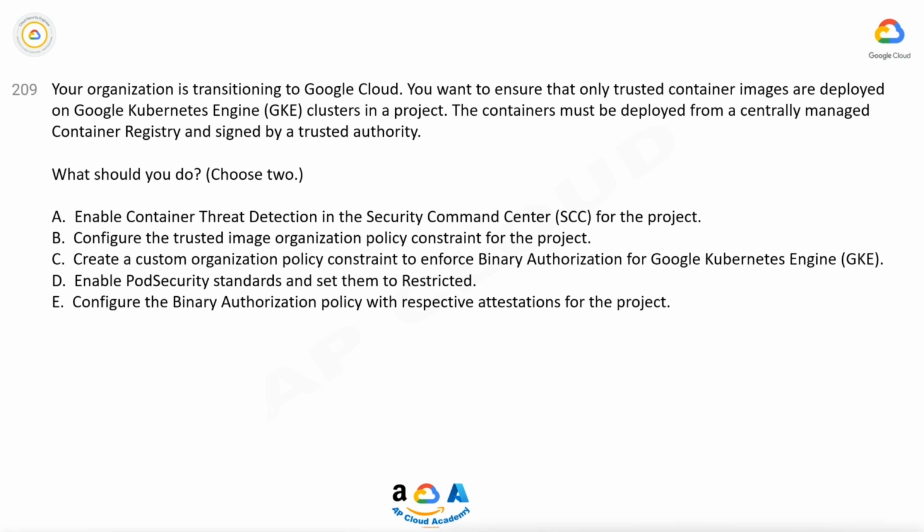A. Enable Container Threat Detection in the Security Command Center, SCC, for the project. B. Configure the Trusted Image organization policy constraint for the project. C. Create a custom organization policy constraint to enforce Binary Authorization for Google Kubernetes Engine, GKE. D. Enable Pod Security Standards and set them to restricted. E. Configure the Binary Authorization policy with respective attestations for the project.